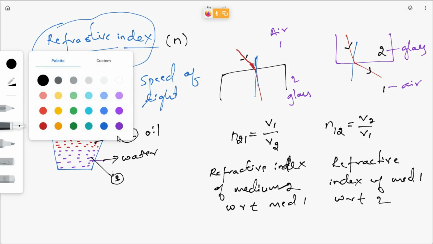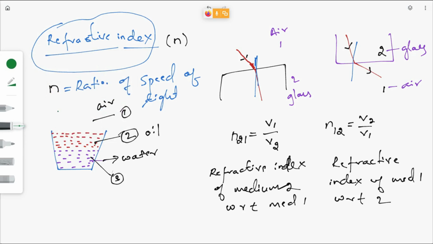So now if a light ray, there are three different mediums. Let me take a light ray here. So when light ray travels from air to oil, okay, when light ray travels from air to oil, does it bend towards the normal or away from the normal? Away from normal. Away na. Sir, towards.